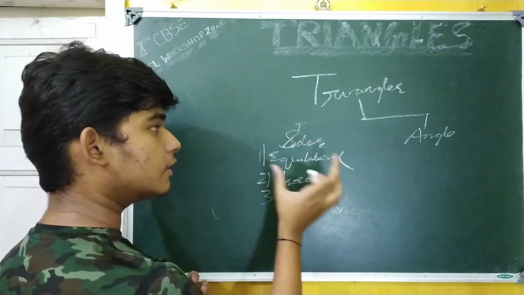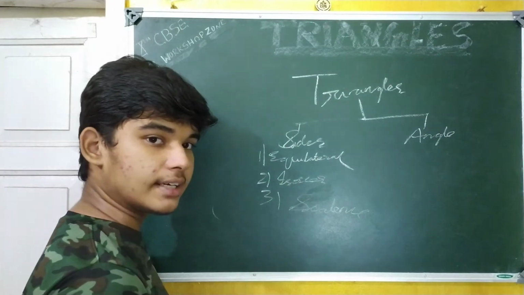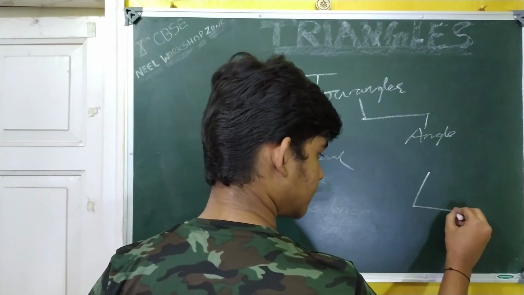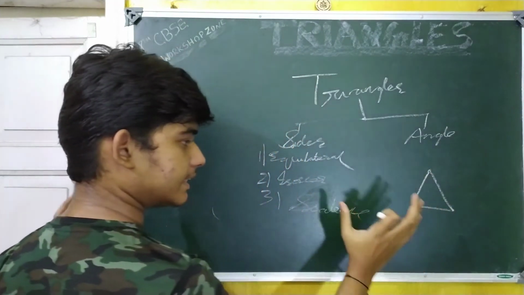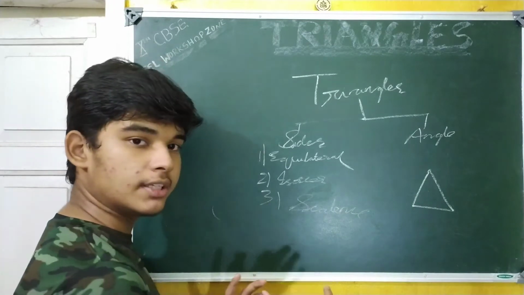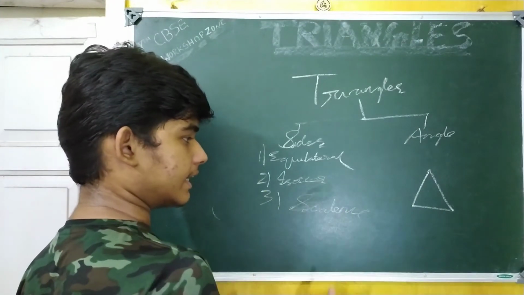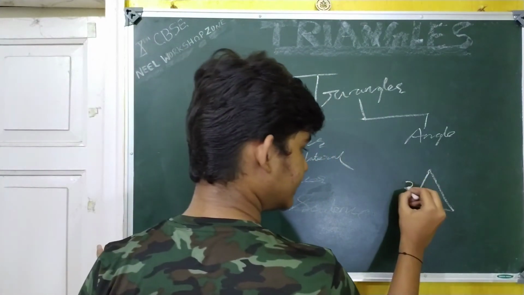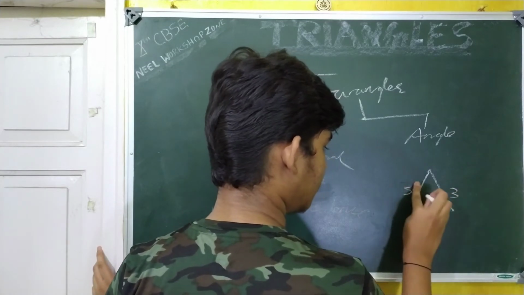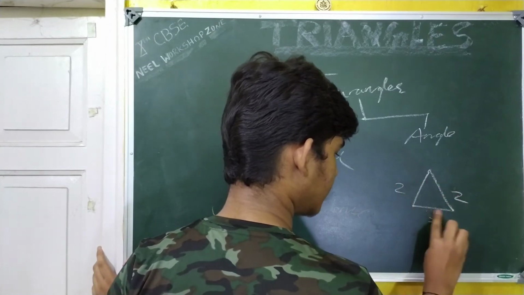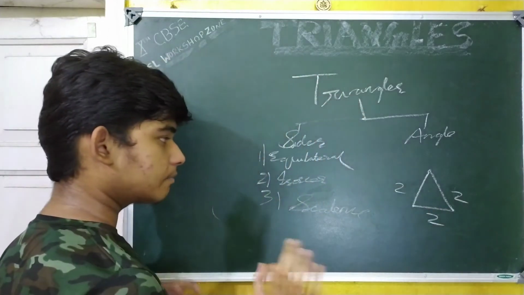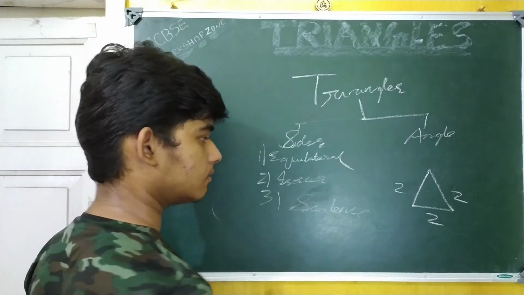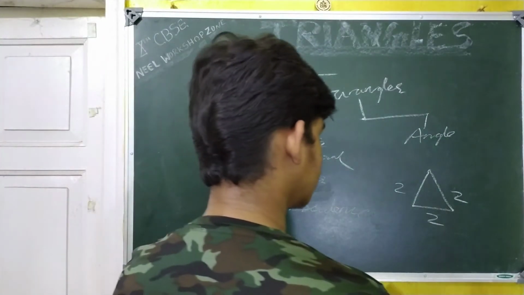So what is an equilateral triangle? An equilateral triangle is a triangle where all the sides are equal. Imagine this is an equilateral triangle. Like I said, it must have all three sides equal. For example, all three sides should measure 3 centimeters, 3 centimeters and 3 centimeters, or 2, 2 and 2. So that must be an equilateral triangle, where all three sides of the triangle must be equal. Let me take the eraser real quick.